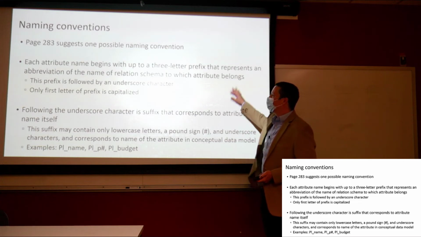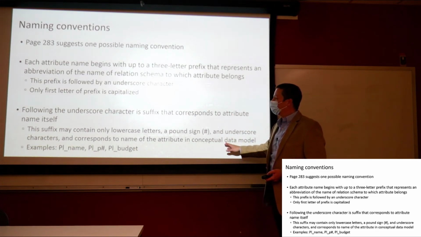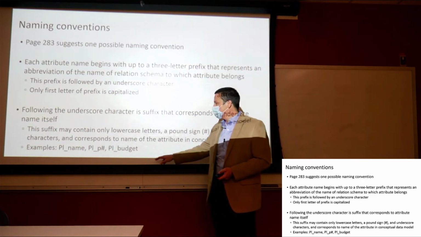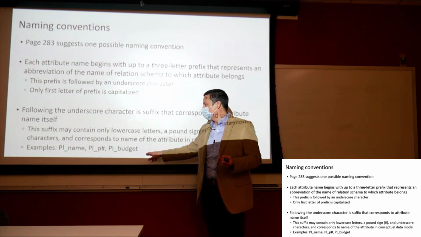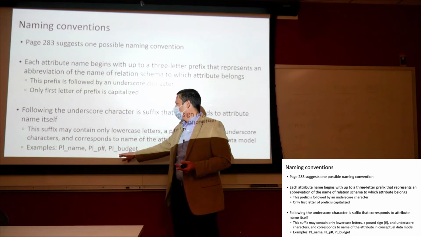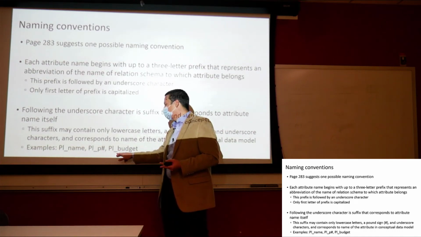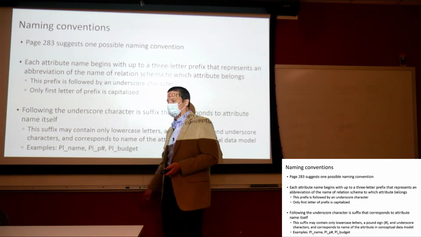I wouldn't put so much stock in it, but I bring this up just to make some of the examples in the book a little easier to understand. For example, PL underscore budget is the budget for a plant, and this is going to be in the plant entity.